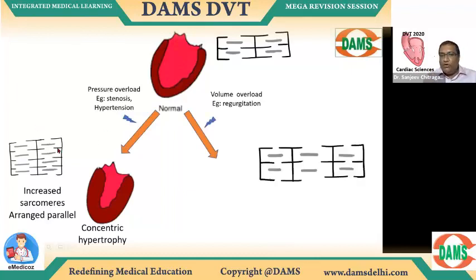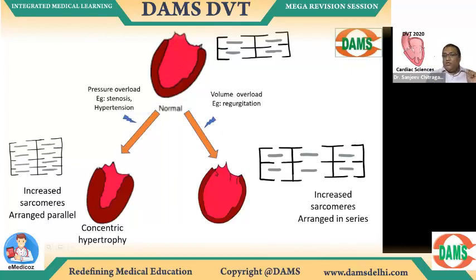Look at the sarcomeres that I'm drawing. Because of stretching of the ventricle, the extra sarcomeres that will be produced are arranged in series. If they are arranged in series, will the number of sarcomeres be more? Yes, the number of sarcomeres will be more. Look at this: the thickness of the heart is not increased much. In fact, it appears to have decreased here, but the overall bulk of the heart has increased.